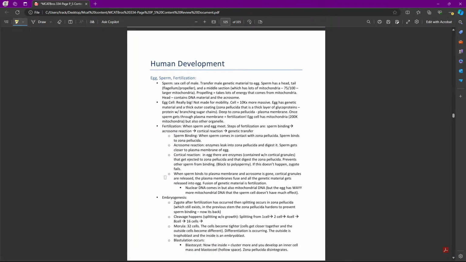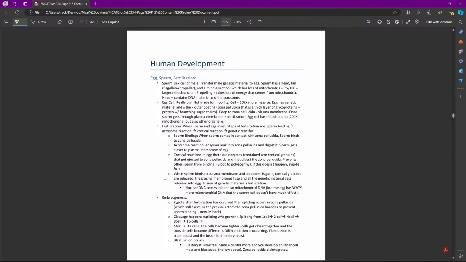But alright. So, egg sperm fertilization. Sperm is the sex cell of a male, transfers male genetic information to the egg. Sperm has a head and a tail, and a middle section that has a lot of mitochondria for it to spin. The egg cell is really big, not made for mobility. It's 10 times as large as the sperm cell. Has half the maternal genetic information.